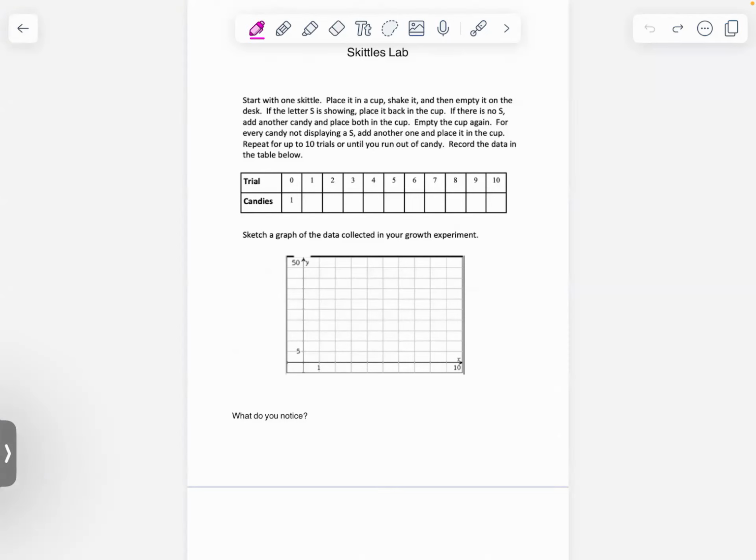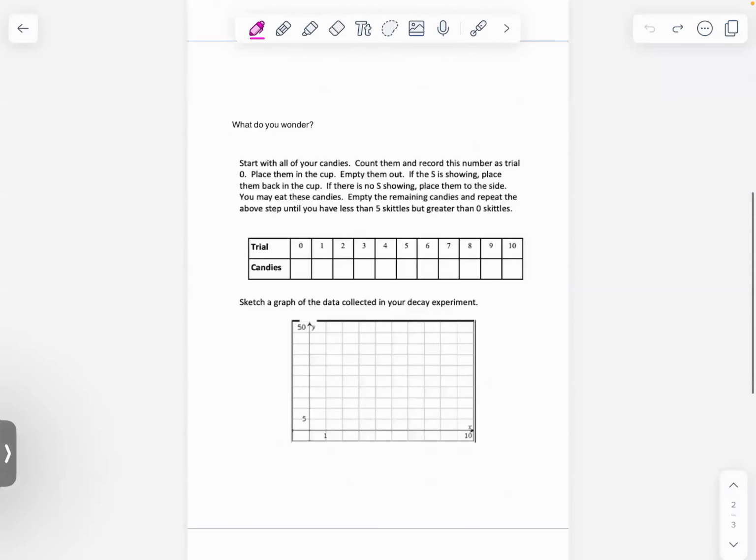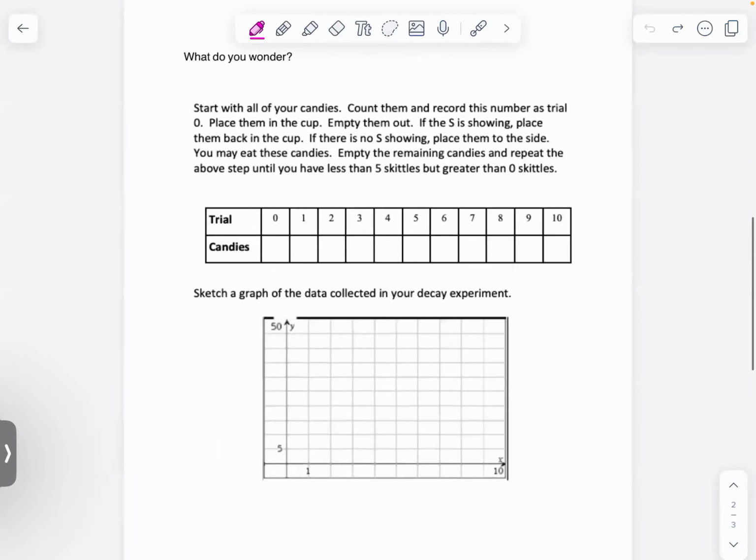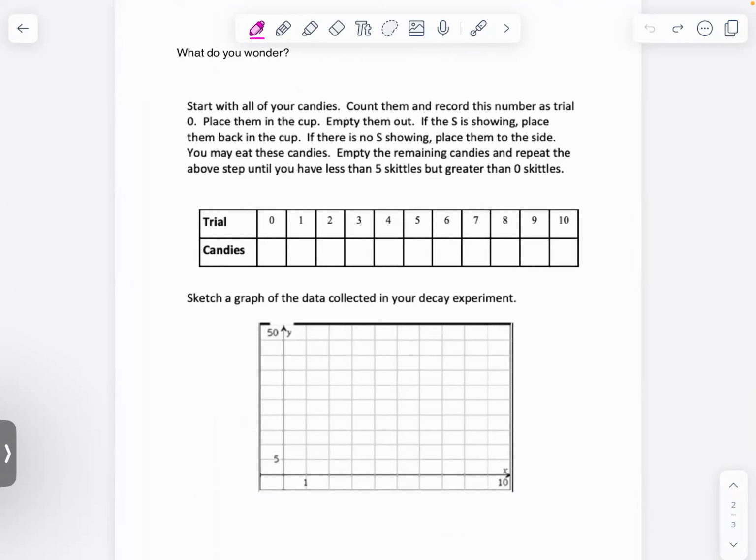Now, I didn't have you do this because it takes a little bit of time to get going. But what if we started with 80 Skittles? Let's just pretend we started with 80, but instead of adding, we take away. It would go down really quick, like this.